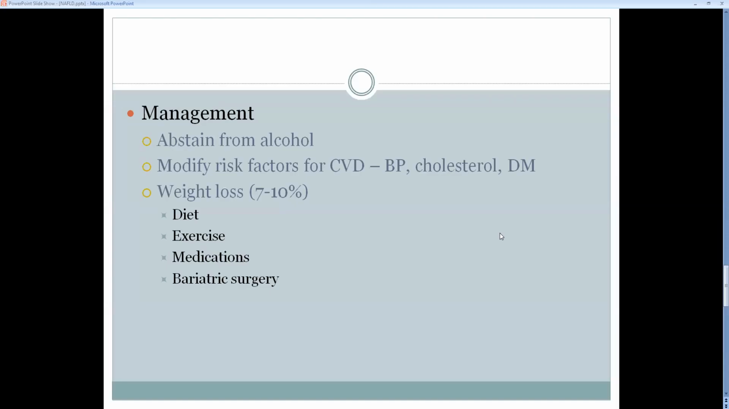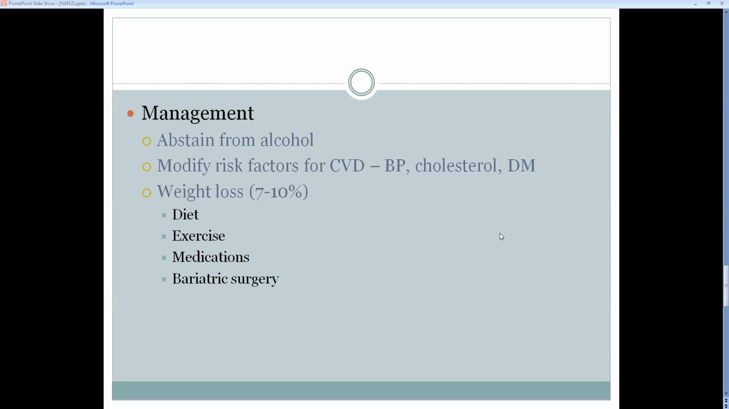Management, of course, those who are consuming alcohol, not heavily, but still consuming alcohol, we would ask that they abstain from alcohol. Of course, you want to modify the risk factors for cardiovascular disease, as well as the metabolic syndrome. Want to work on controlling blood pressure, work on decreasing cholesterol, tighter control of blood sugars in those who are diabetic. Weight loss. Weight loss really is, as of right now, the mainstay of treatment for non-alcoholic fatty liver disease.